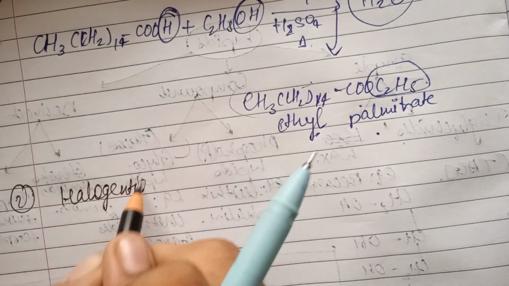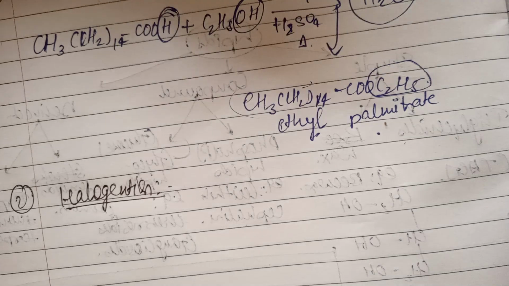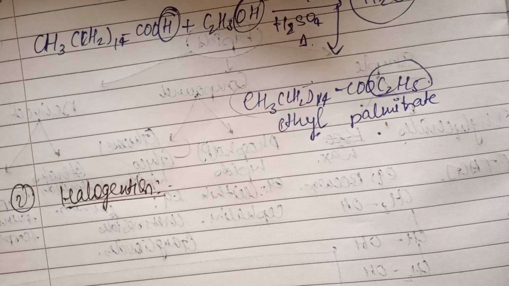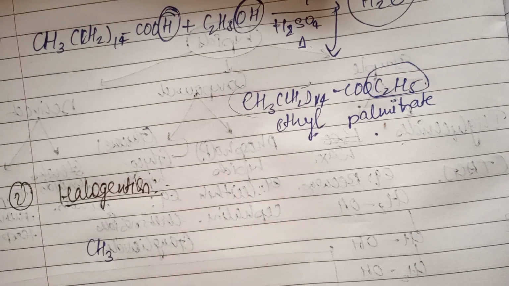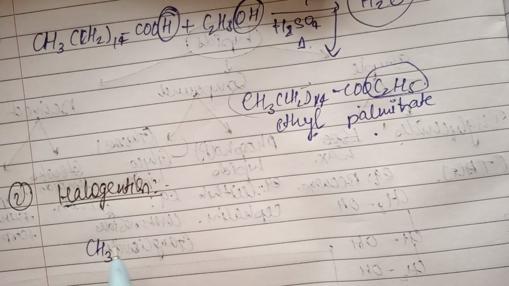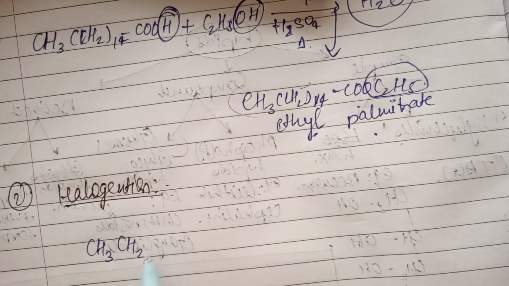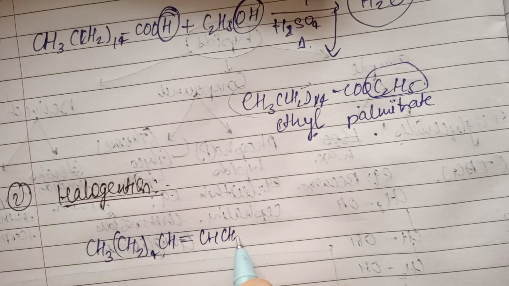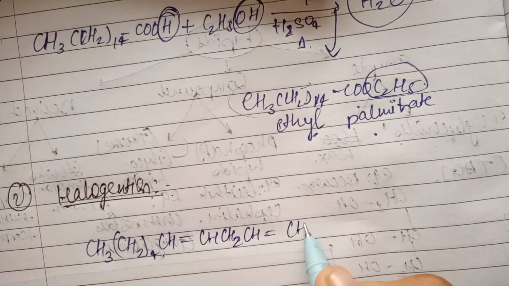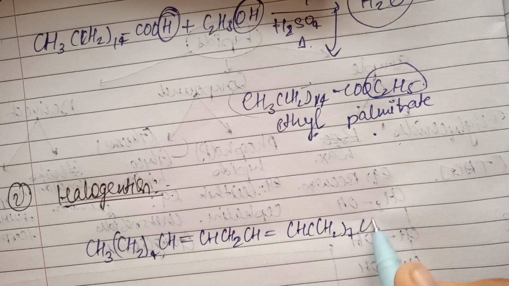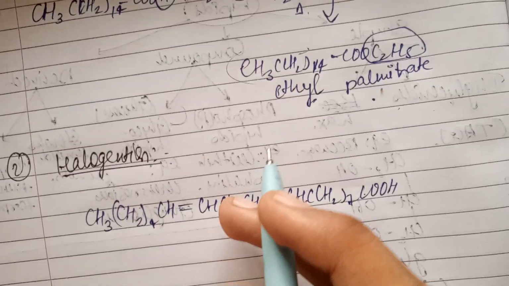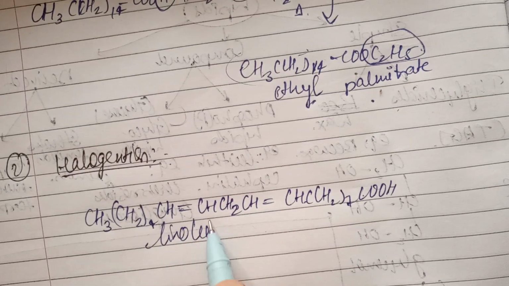halogenation. In halogenation, as the name itself suggests, halogen will attach to the double bond, that is, in unsaturated fatty acids. Here we'll see linoleic acid, which has an 18 carbon chain: CH3, CH2, 4 CH2, CH double bond CH, CH2, CH double bond CH, then (CH2)7 and COOH. So we have carbons 1 to 18. So we have linoleic acid.